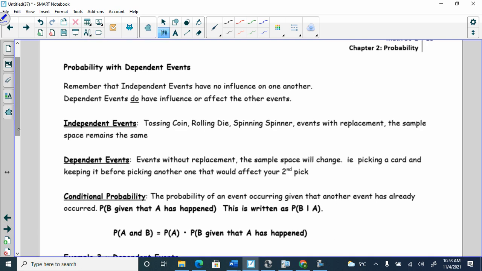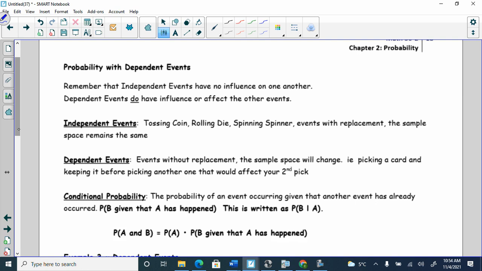Probability with dependent events. Remember that independent events have no influence on one another. You could do them out of order. You could have picked Maureen first, then Wes, and I'd still get the same answer, correct? Because they aren't affected by each other. That's how you can tell if something is for sure independent: if the 2 events can be done in opposite orders and you get the same answer.